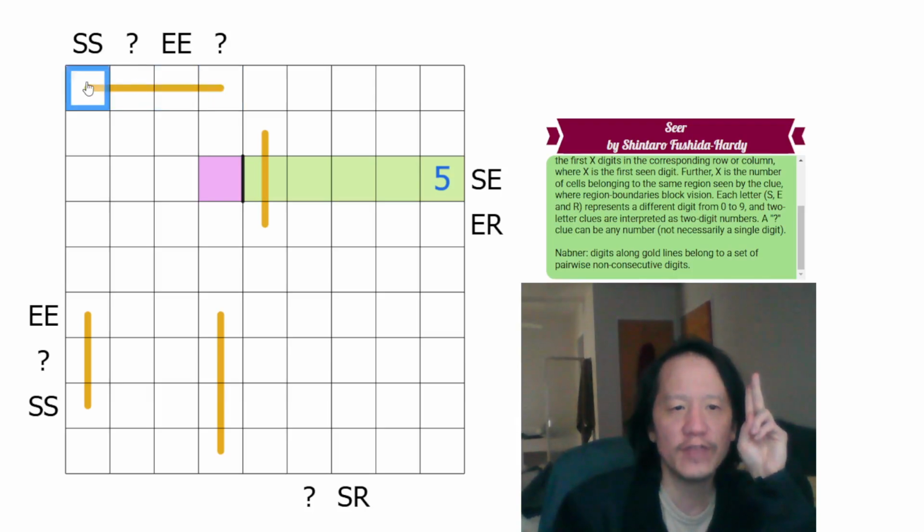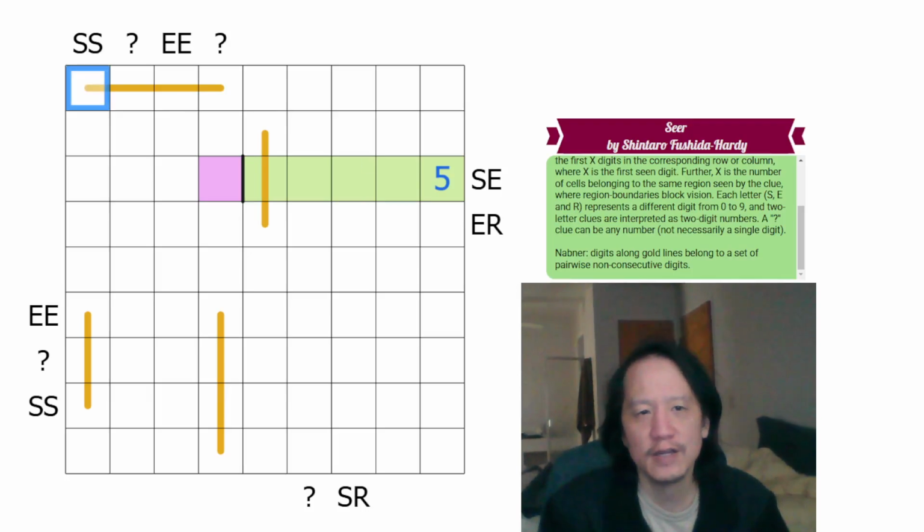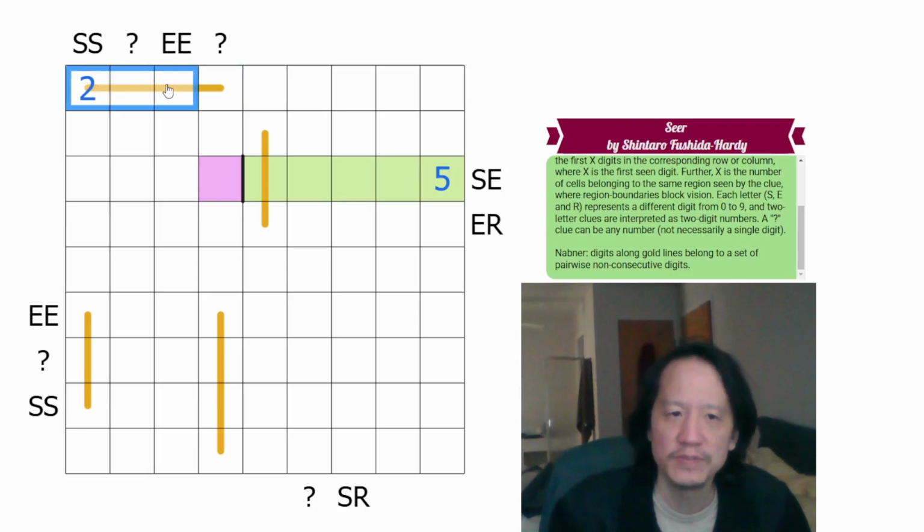So therefore, if there was, say, a 2 on this Nabner line, you could not have a 1 or a 3 also on this Nabner line, because 1 and 3 are consecutive with 2. And again, any two digits on the Nabner line cannot be consecutive with each other. So that's another way of stating the rules.